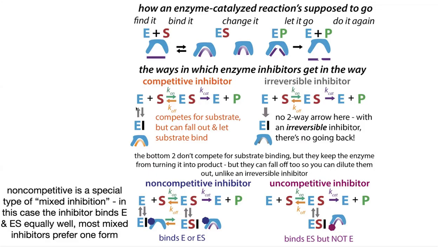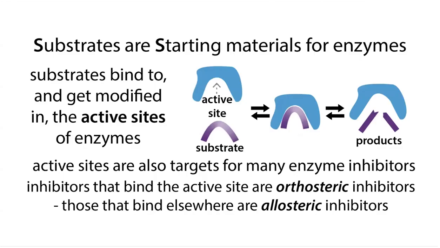Let's talk a little bit about enzyme inhibitors. So remember that we have substrates, which are the starting materials for enzymes. And the substrates are going to bind into the active site of the enzyme, and then the enzyme is going to change it to products.